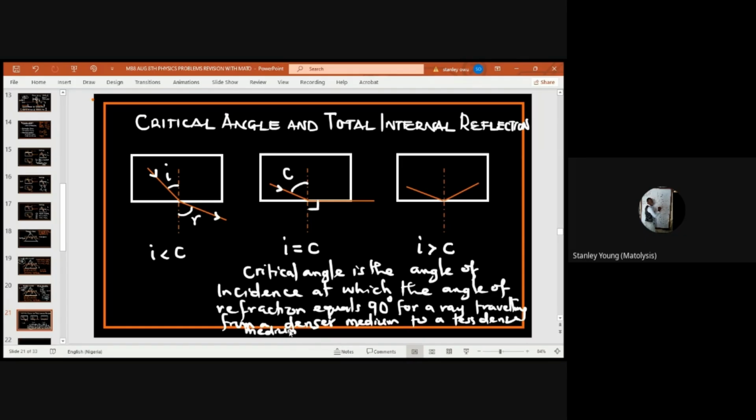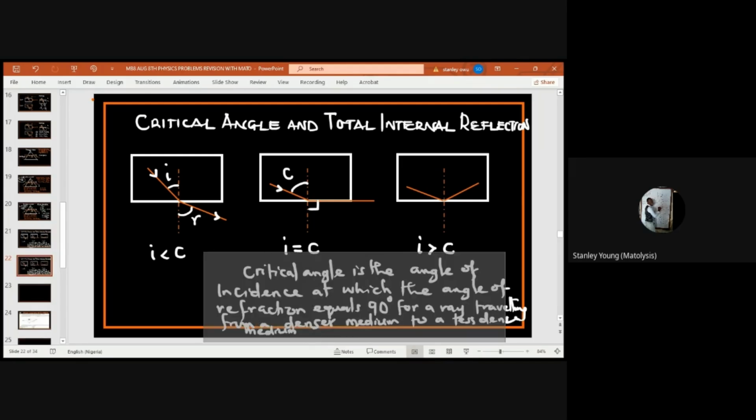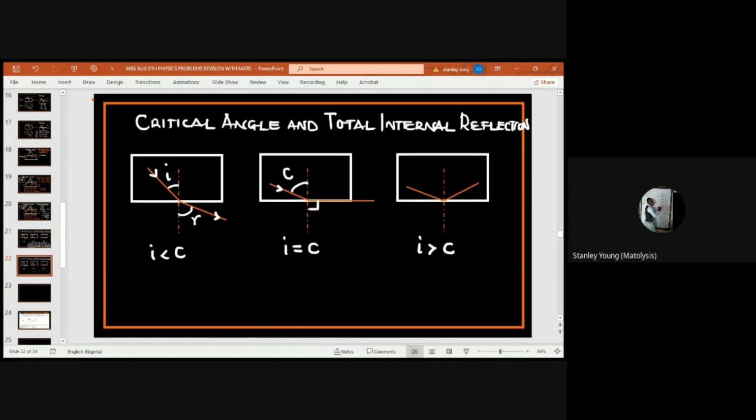Please forgive the space management. Okay, so that is what you call critical angle. Okay, then what is total internal reflection?